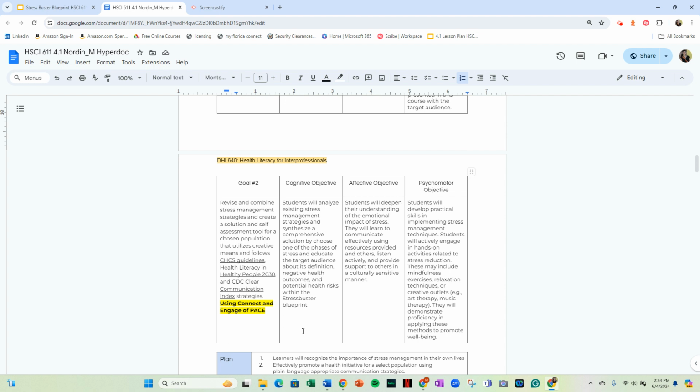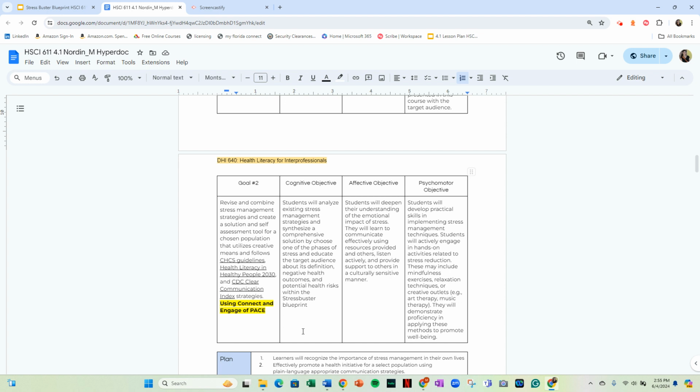Your affective objective would be to deepen your own understanding of the emotional impact of stress and then learn how to communicate that effectively using resources provided, listening actively, and being able to provide support to others in a culturally sensitive manner. Your psychomotor objective with this would be to develop a practice and implement the strategy.